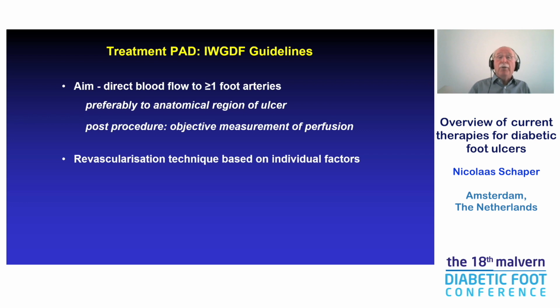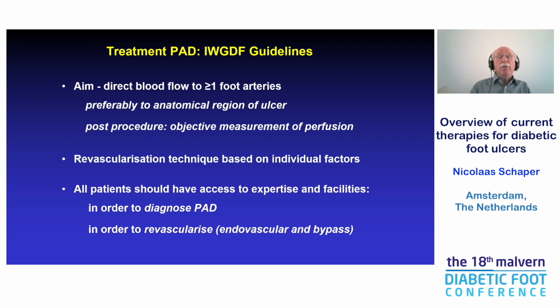And whether you do open, so bypass, or endo, that depends on individual factors and of course on expertise in the center. But we clearly stress that if you treat a patient with a foot ulcer, and that patient has a chance of having peripheral arterial disease, and that's 1 in 2, 50% in Western countries, you should always have the facilities to diagnose peripheral arterial disease and to revascularize such a patient. And if not, I think you should not treat the patient, but send them off.